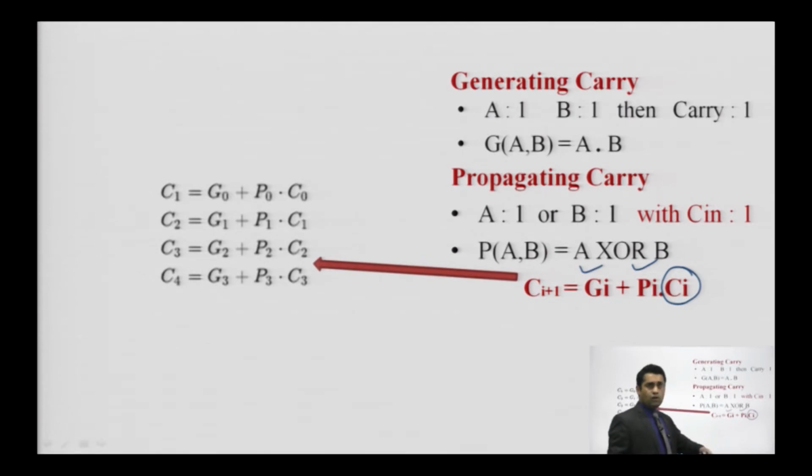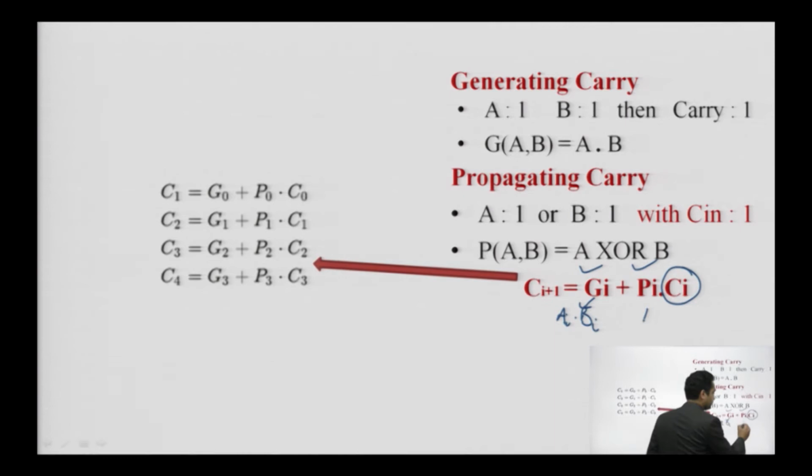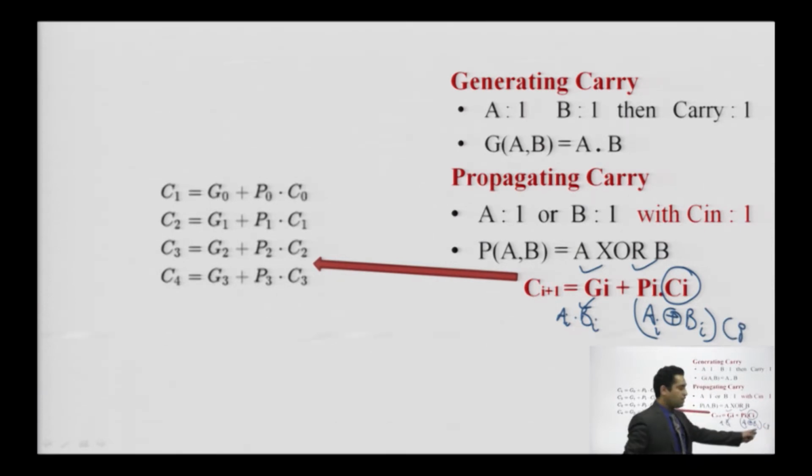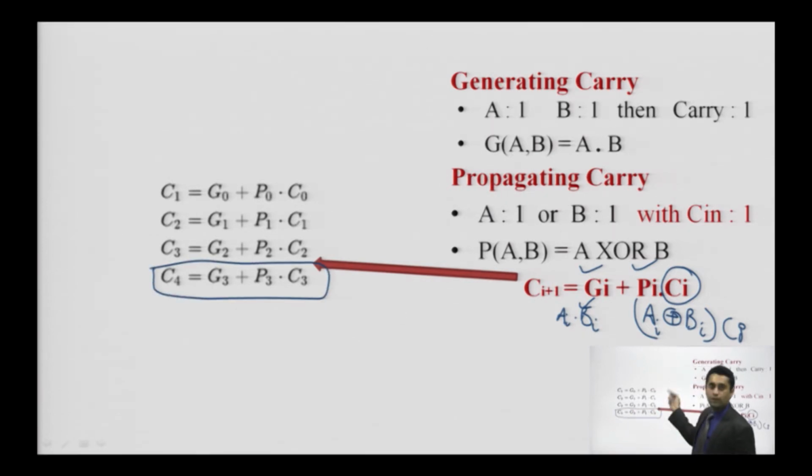You can also explain this generating and propagating function with the help of this, which is basically the AND. If we are talking about I, we can take this as AI and this as BI. And what is the PI? PI is basically AI XOR BI. In this case CI is the input carry, and A and B are the inputs. In this manner, if I am going to the last version, which is my C4, and I replace these values, I get the final result. This is the good thing about the carry look ahead adder.